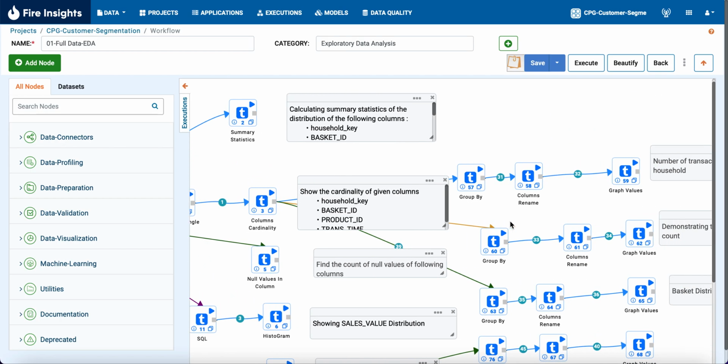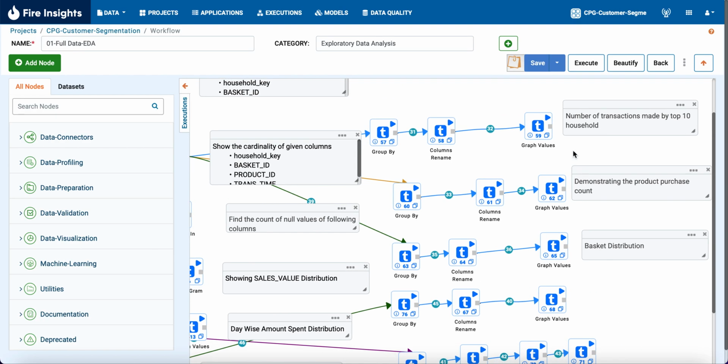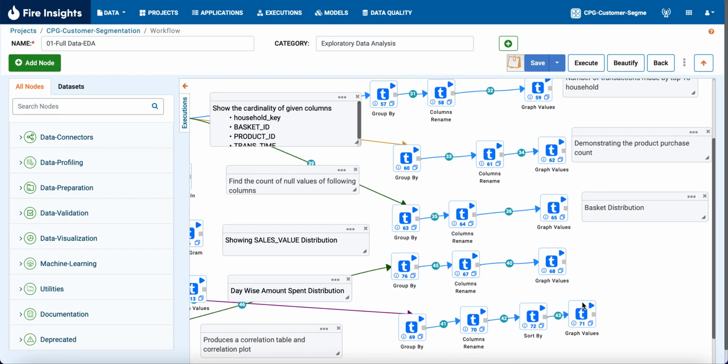After that, we are grouping by different values and then producing graphs based on those groupings. We are grouping by the number of households, the products, the baskets, and the customers here. While it looks complex, each of these is essentially following the same steps: grouping first, renaming the columns to help us better understand them, and then graphing the values.